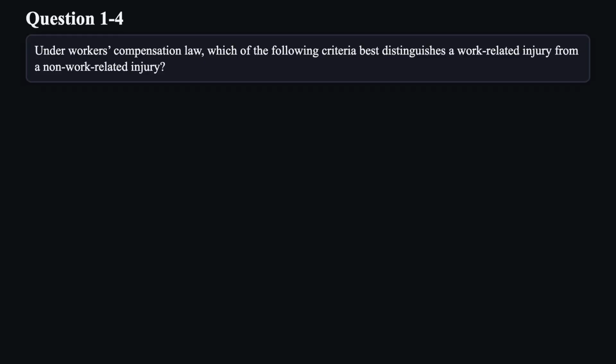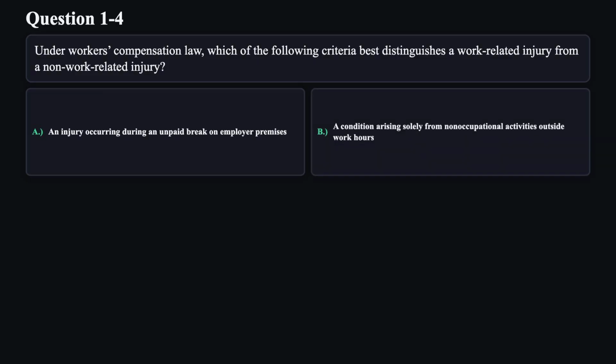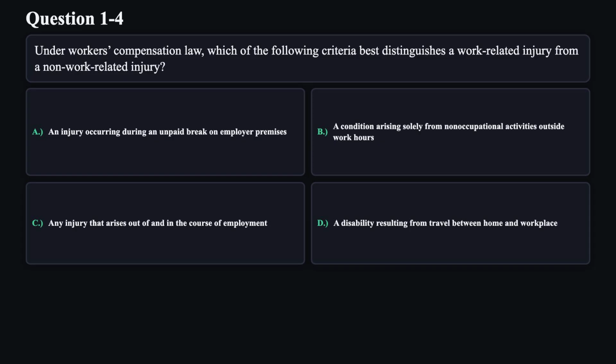Question 4. Under workers' compensation law, which of the following criteria best distinguishes a work-related injury from a non-work-related injury? A. An injury occurring during an unpaid break on employer premises. B. A condition arising solely from non-occupational activities outside work hours. C. Any injury that arises out of and in the course of employment. D. A disability resulting from travel between home and workplace.